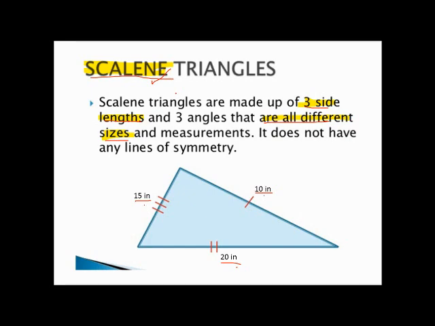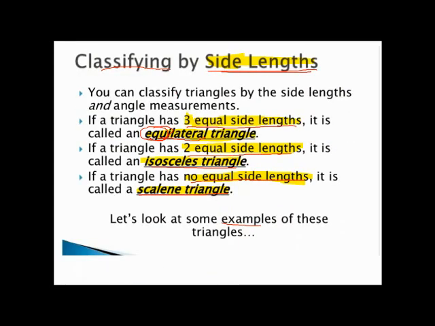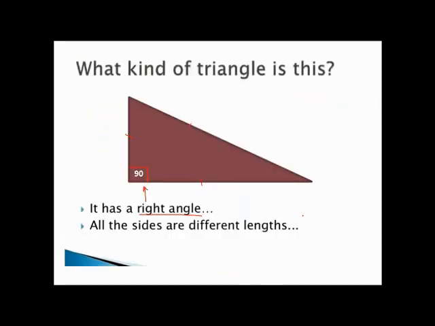Scalene triangle. Again, if I want to classify by side lengths, I have three types of triangles: equilateral triangle, isosceles triangle, scalene triangle. Equilateral, from the word equal, the three sides must have equal lengths, and isosceles has two equal side lengths only. The scalene triangle has no equal side lengths. They are all different from each other.